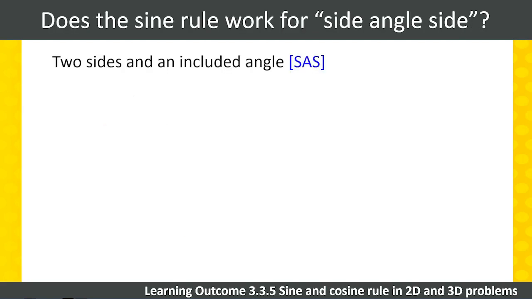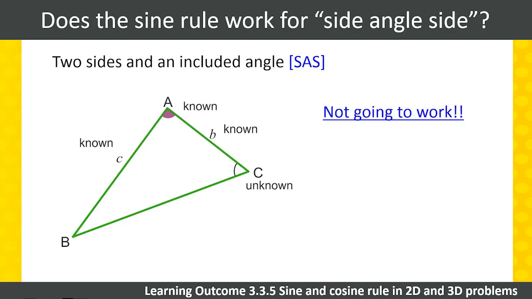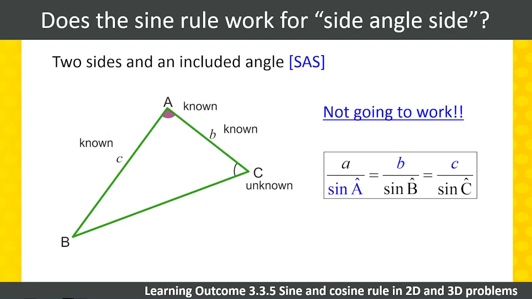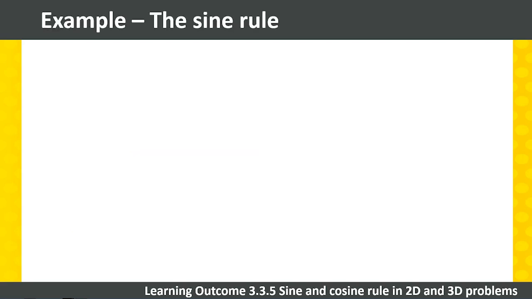If we have 2 sides and an included angle, the sine rule is not going to work. In this equation, the given information is shown in blue. As you can see, we can't set up a proportion as we don't have enough information. Let's work through an example.